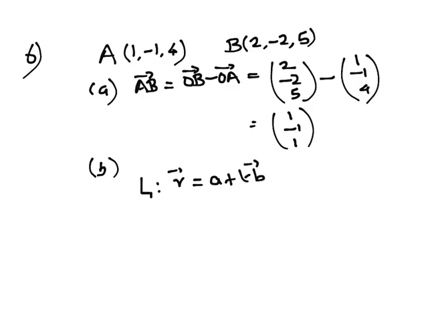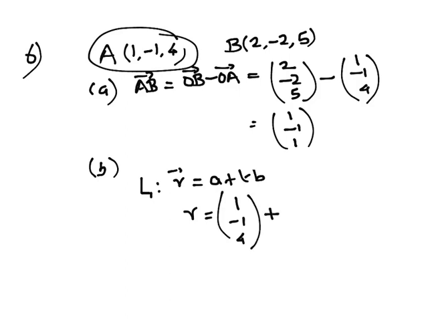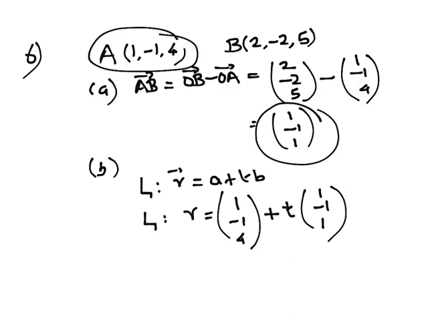Now it is mentioned here that the line L1 passes through these points A and B, isn't it? So that means I can take this point to find the A vector. So R equal to (1, -1, 4). And since the line passes through A and B, I can take this AB vector as the direction vector. So plus t times (1, -1, 1). So this is the equation of L1. So I can write L1 colon R equal to.